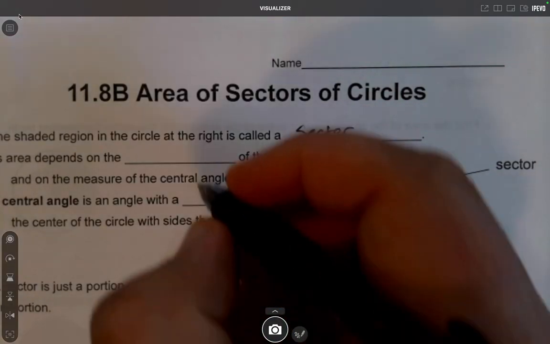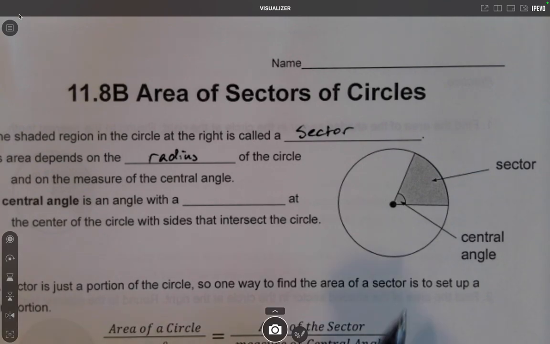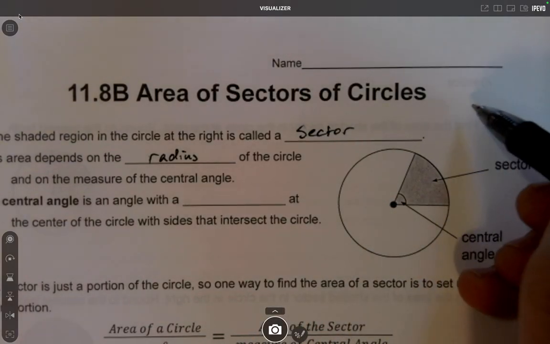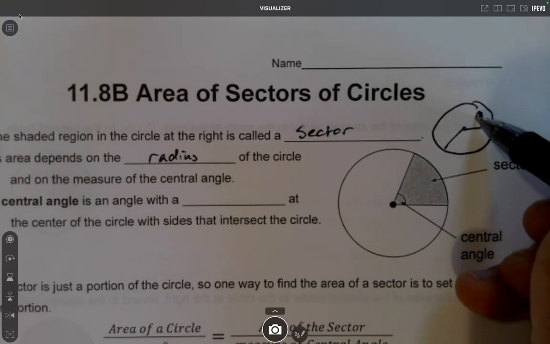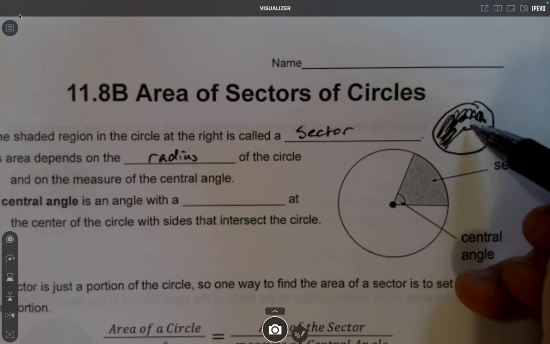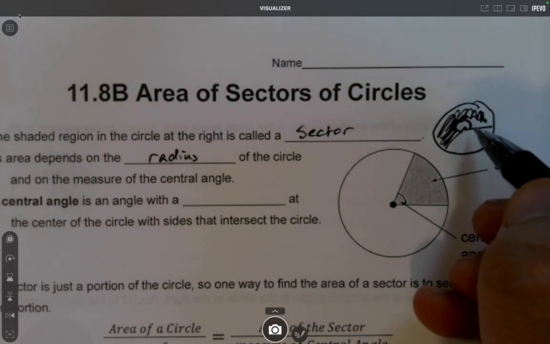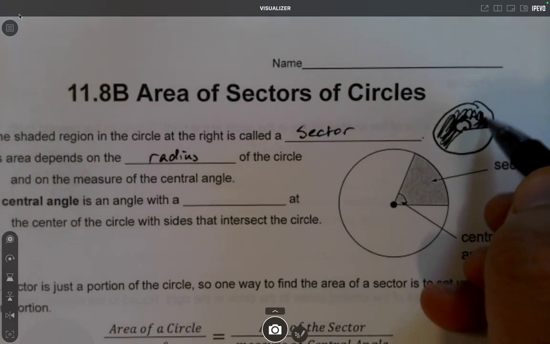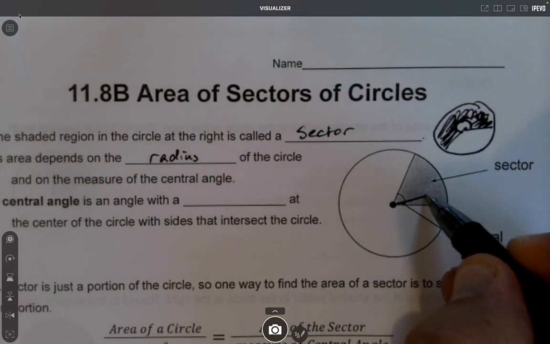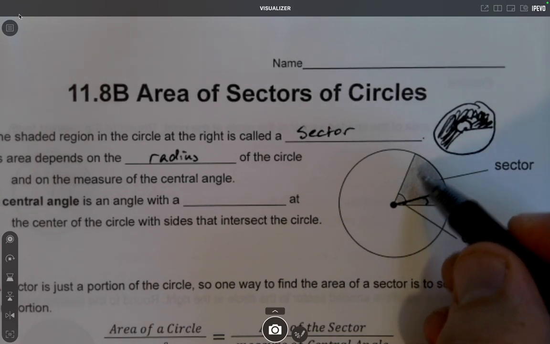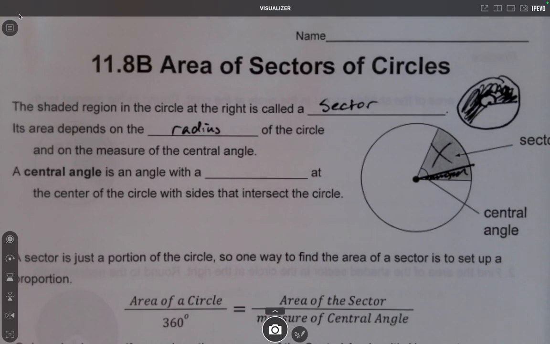Its area depends on the radius of the circle and the measure of the central angle, which is this part right here. If you think about it, if I want a sector that's this big, that's obviously a much bigger angle than it is right here. So the bigger the angle inside the sector, the bigger area we're going to have inside the sector. Whereas if I drew a very small angle, like right here, just including this, that'd be a much smaller sector we were finding, smaller area.